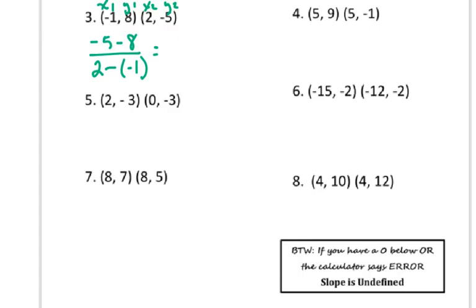-5 minus 8 is -13. Minus a negative turns into a plus sign. 2 plus 1 is 3. So my slope would drop down 13 and go to the right 3. Down 13 over 3.